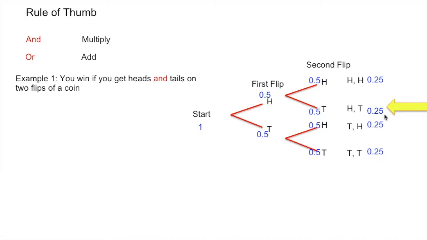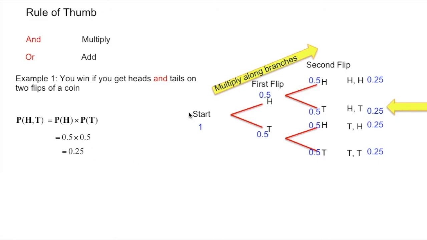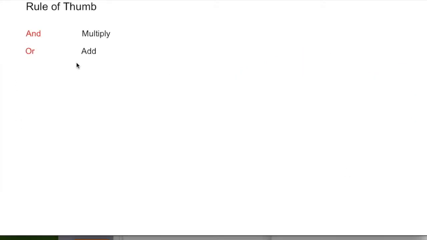So we're looking for heads, tails, and the probability of heads and tails is the same as the probability of getting heads on the first flip times the probability of getting tails on the second flip, which is 0.5 times 0.5, which is 0.25. Multiply along the branches. So as you're going along the branches, you multiply, which is a good rule of thumb. And we multiply or we add.